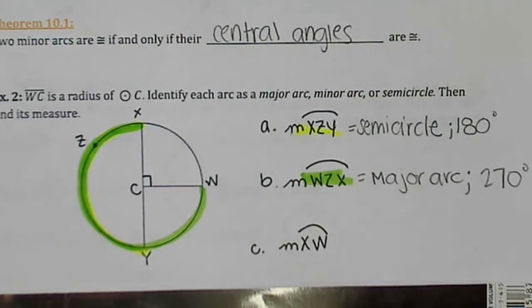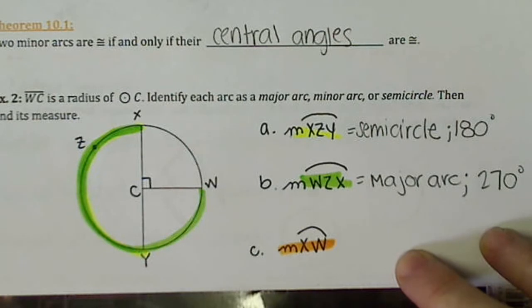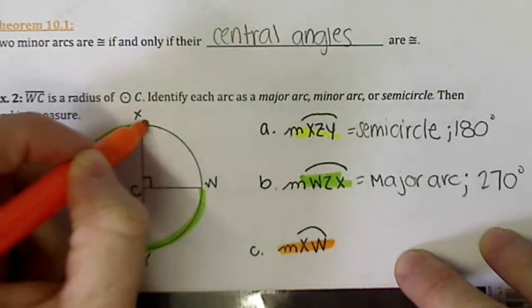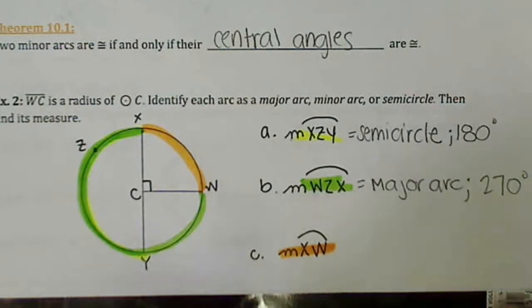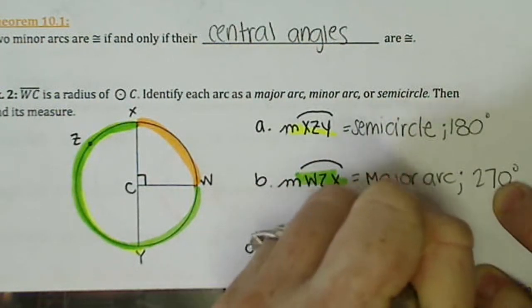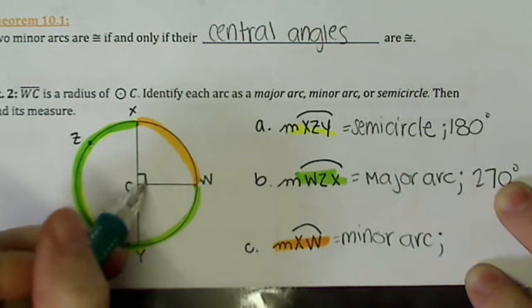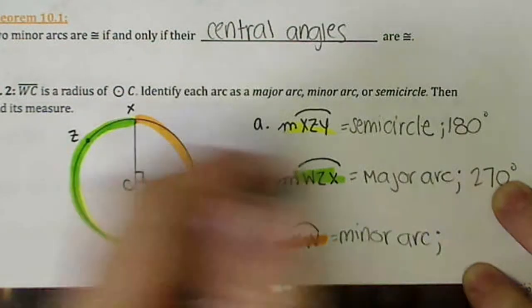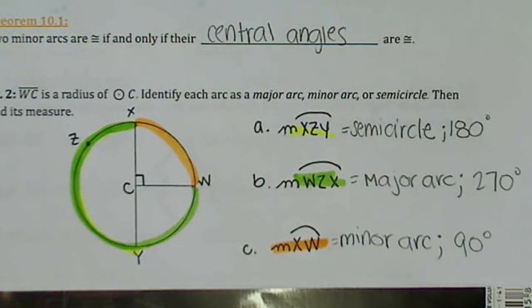And my last arc, XW, usually these arcs are always 2 letters. XW, that's just this little piece right here. So since it's a small piece, this is a minor arc. And we know its measure because of the angle right here. Its measure is 90 degrees. Super sweet.